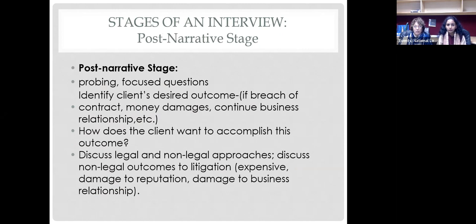Okay, so you've had the opening, right? Where you've established some rapport. You've had the narrative stage where the client has given you their story, right? So all law is really based on a story, right? The story of what happened to that client. And now there's the third stage, maybe the post-narrative stage.